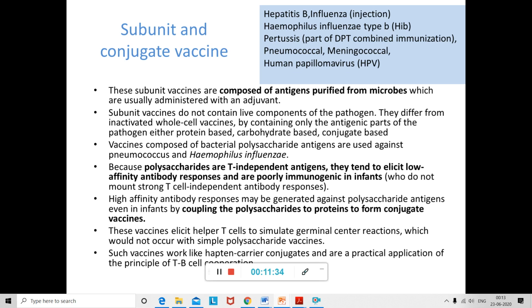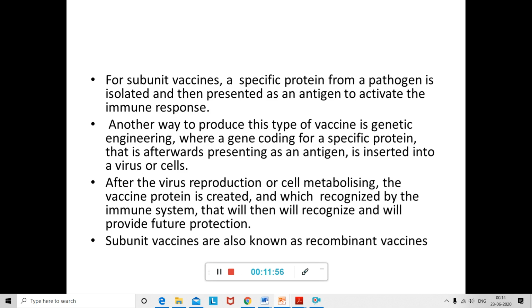Now the examples that we have here are the hepatitis B or the influenza vaccine, the Haemophilus influenzae type B or the Hib vaccine, the pertussis in the case of DPT, and the pneumococcal, meningococcal as well as the human papilloma virus vaccines. These are all prevented with the help of subunit as well as the conjugate vaccines. Now for subunit vaccines, a specific protein from a pathogen is isolated and then it is presented as an antigen to activate the immune response.